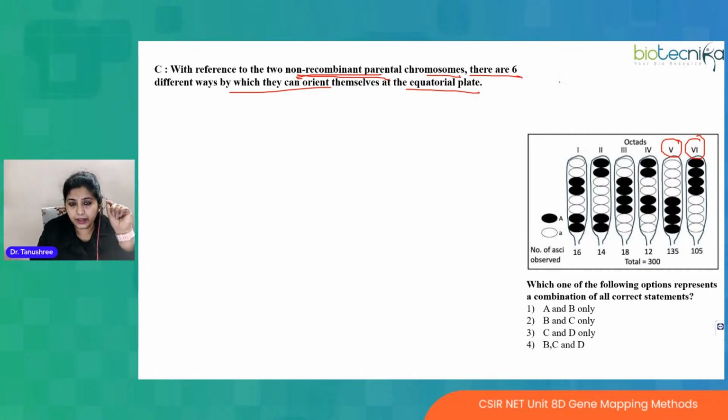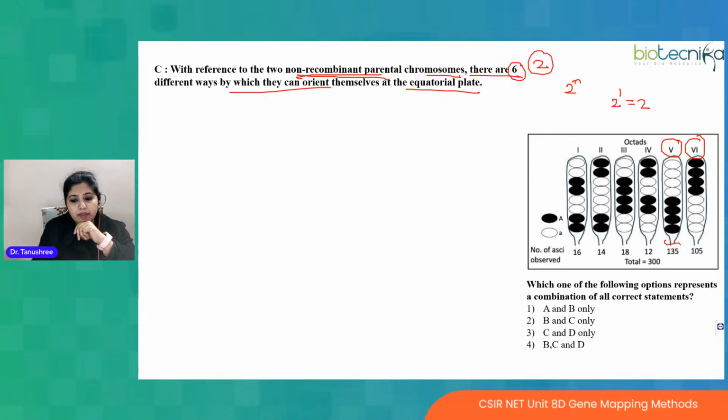Now I'll give you a trick here. If in any question they ask how many ways are possible in which the chromosomes can orient themselves in the equatorial plate, there is a formula you can use: 2 raised to power n, where n is the number of chromosome pairs. Here we have only one, so 2 raised to power 1 gives you 2 only. So there are only 2 ways, not 6.